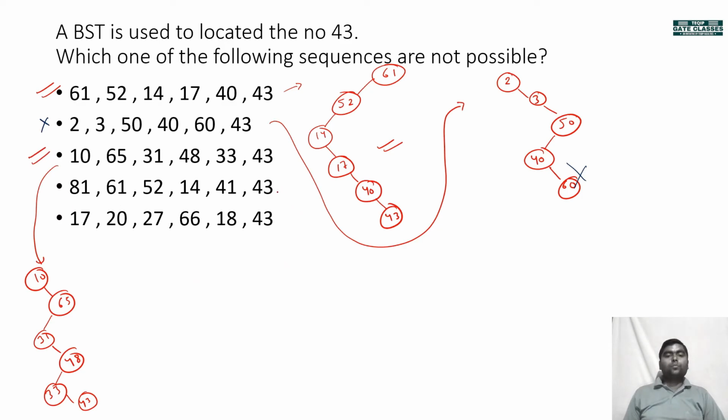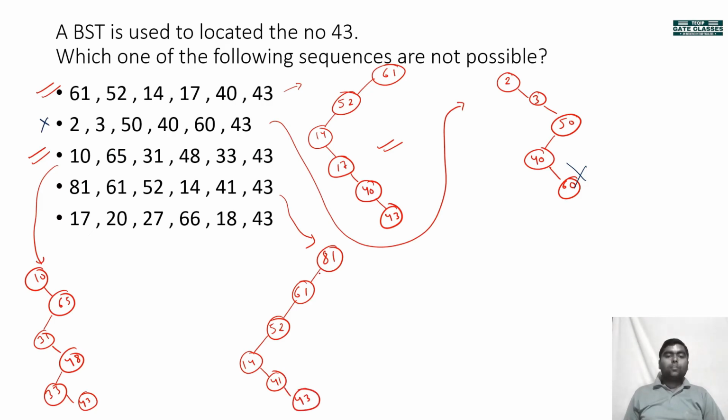Now come to the fourth one. So now we are solving this particular fourth one. Fourth is 81. The sequence is given, and we are not breaking the sequence. After 81, 61, so 61 will come this side. Then after 61, 52, so 52 will come this side. Then after 52, 14 and 41. So 14 this side, and 41 will come on the right side, and then 43 will come this particular side.